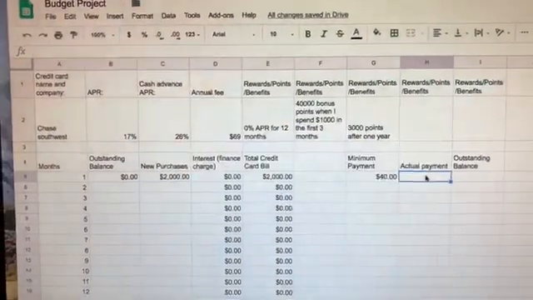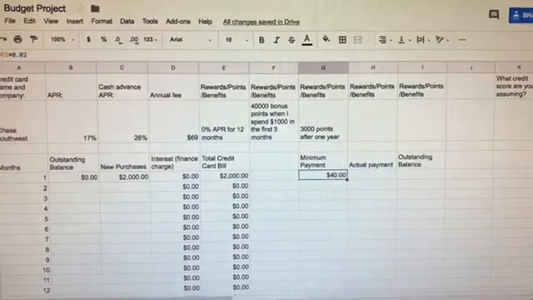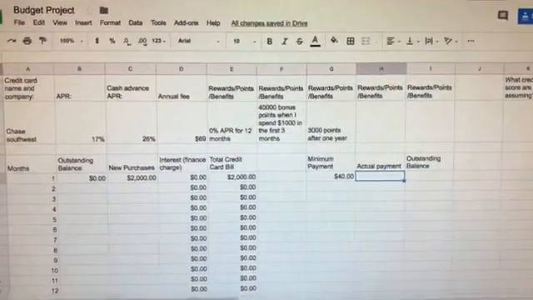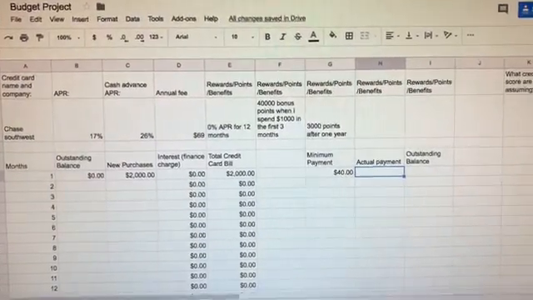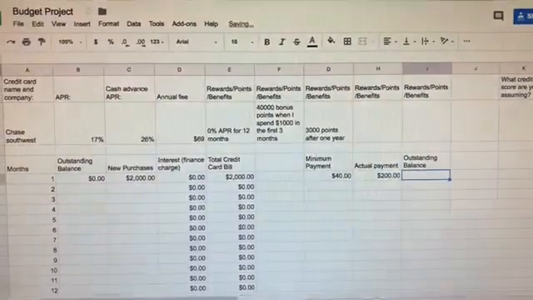Your actual payment, now that is what's actually gonna get pulled out of your bank account. You must pay $40, but you're always allowed to pay more than the minimum. And if you're being smart with your credit cards, you should pay more than your minimum. So let's assume that you can pay $200, okay? That is your actual payment.